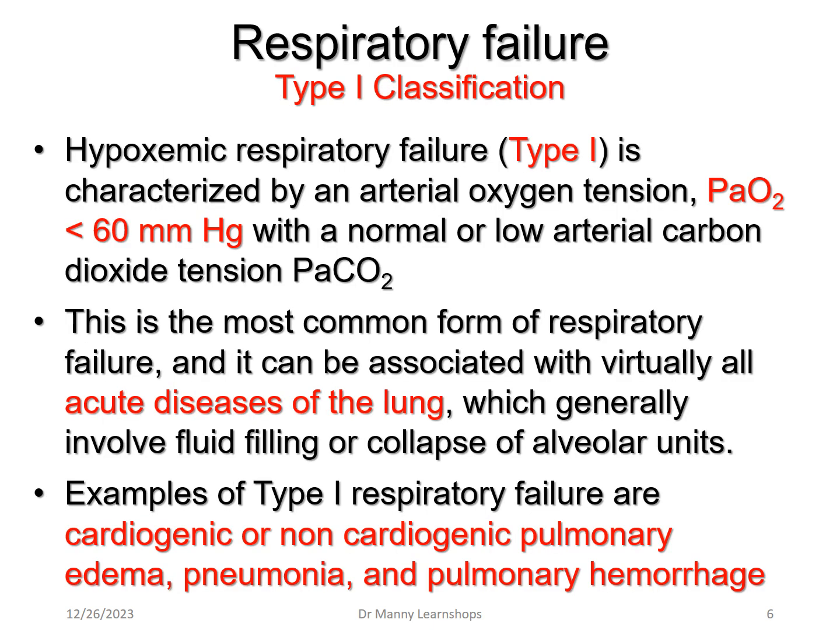Type 1 classification, as we said, is indicated by a PaO2 of less than 60 millimeters of mercury on fairly high oxygen concentrations. And it's the most common form of respiratory failure, and it's associated with virtually all acute lung diseases which involve the alveoli. Examples of type 1 respiratory failure, as we mentioned previously, can be cardiogenic, related to the heart, or non-cardiogenic, which can be purely related to the lungs.